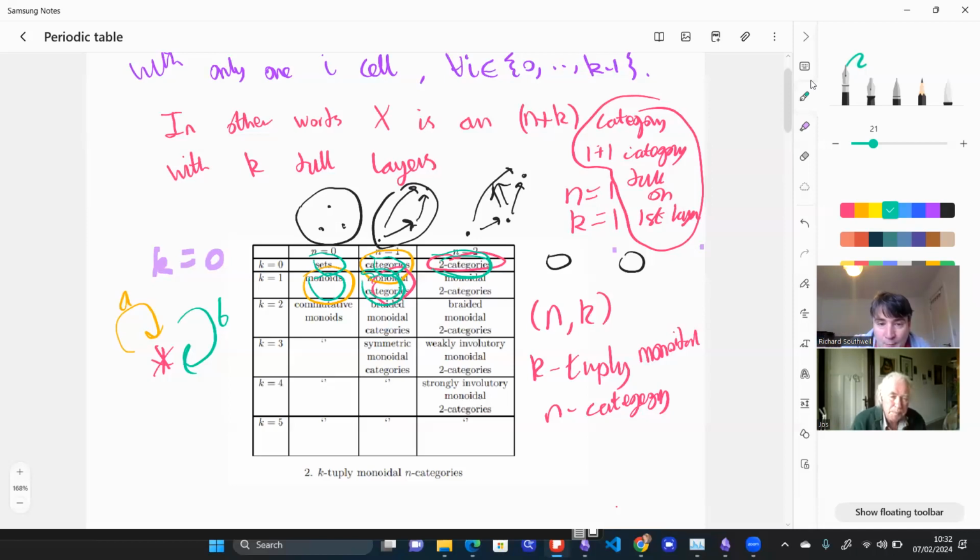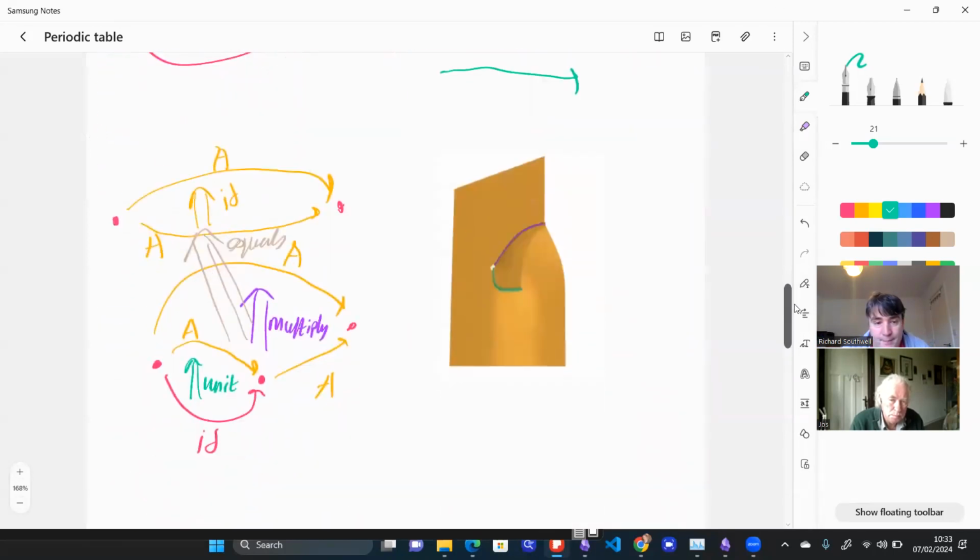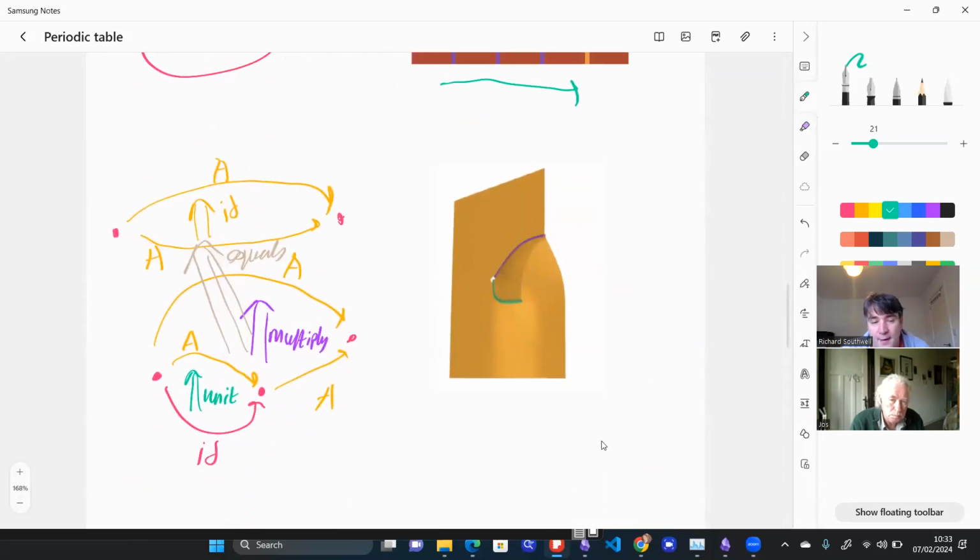Now let's take a look at something here. So this is k equals 1 and n equals 2. What this is going to be is a 3 category, but only with a single 0 cell. So it's dull on the first layer. Here's our picture of it. It's three-dimensional now, so it's getting a bit more interesting. I think the easiest way to understand this is just to start drawing it.